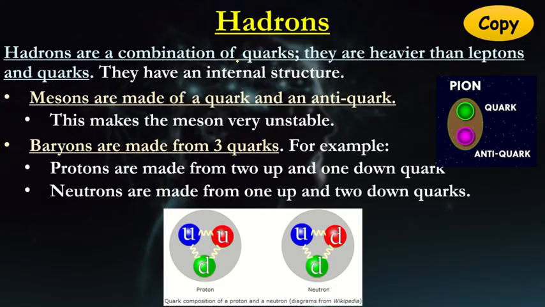Okay, so hadrons are just a combination of quarks. They do have an internal structure. Mesons are made from a quark and anti-quark pair. They are very unstable because of that fact. Baryons are made out of 3 combinations of quarks or anti-quarks. And then we have the proton and the neutron as our examples of those.